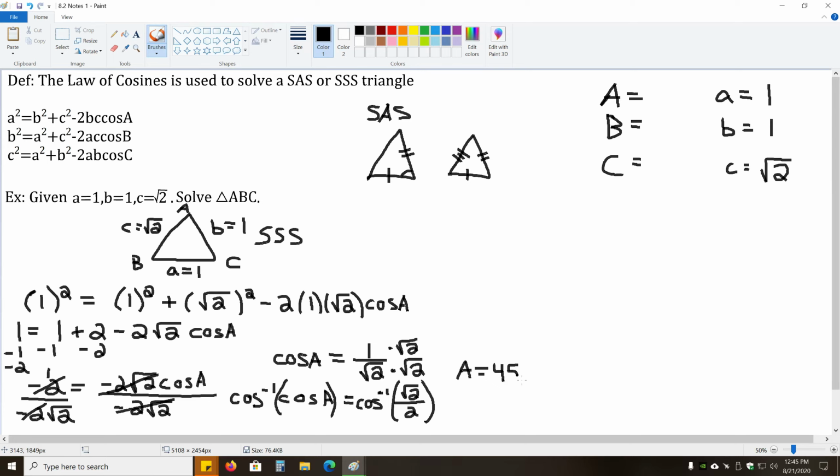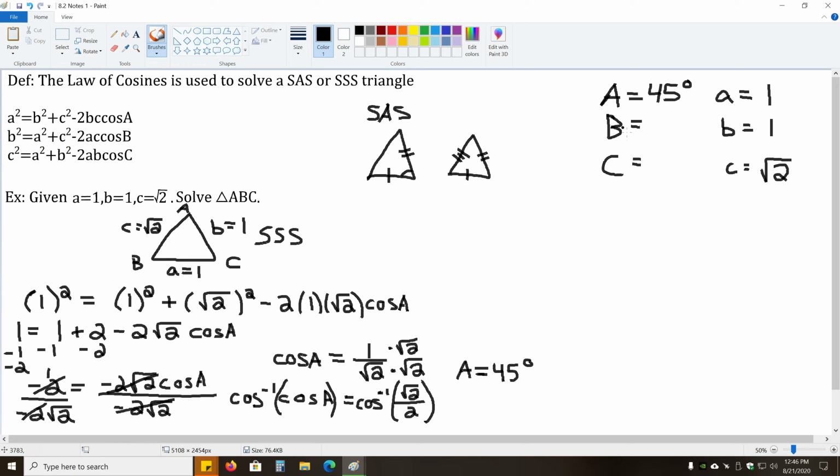That's 45 degrees. We don't have to worry about the fact that cosine can have a positive answer in quadrant 4 because there is not a triangle that has an angle in quadrant 4. With sine, there are triangles with angles in quadrant 2, but with cosine, only quadrant 1 will work. So 45 degrees is guaranteed to be our angle for angle A.